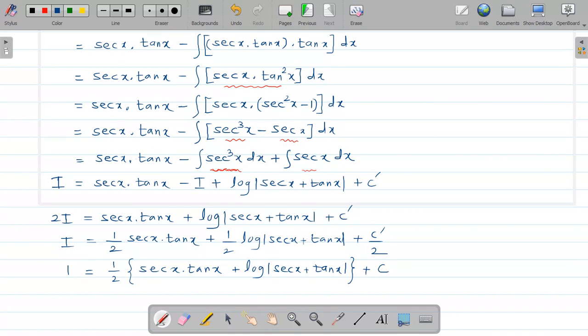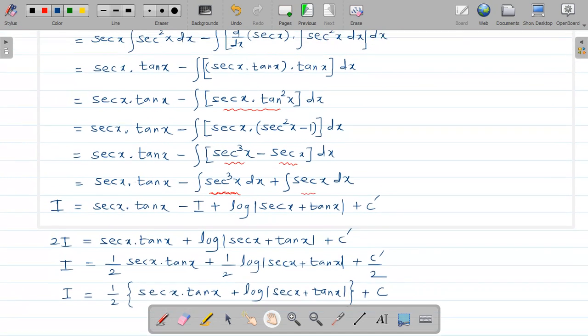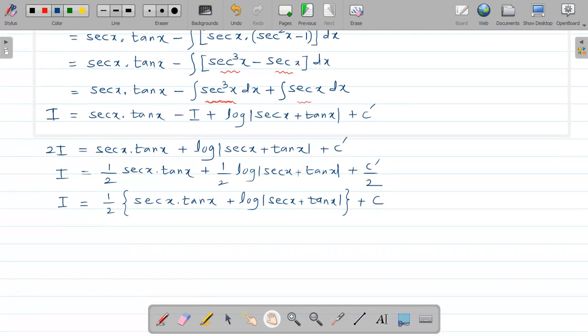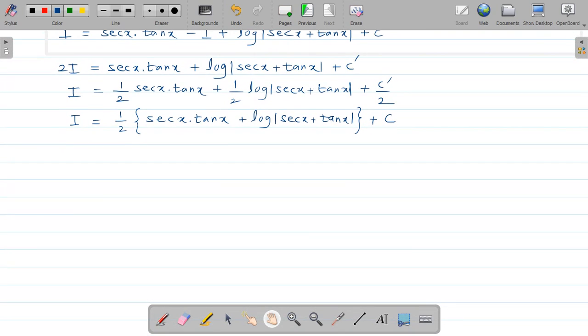So we get the answer of the integration. So see how to solve the integration of sec cube x dx by taking sec x into sec square x. Now similarly you can solve the integration of cosec cube x dx also. So integration of cosec cube x dx can also be written as integration of cosec x into cosec square x, and in a similar way if you solve this, then you will get the answer.